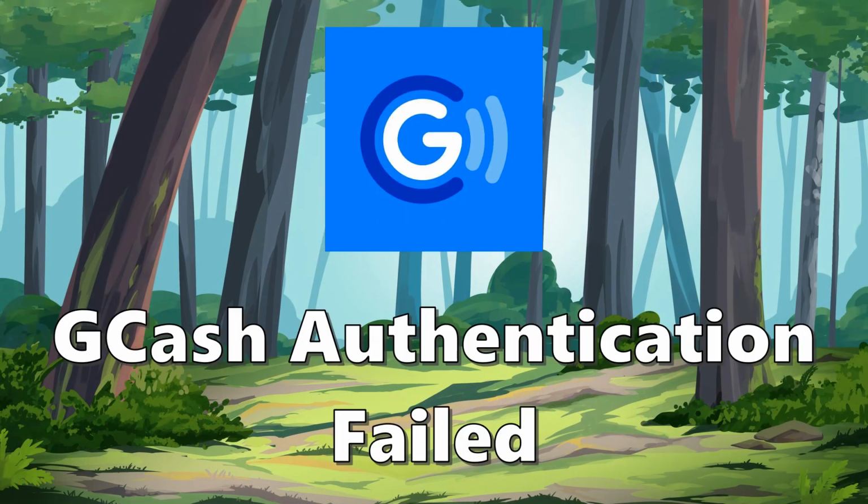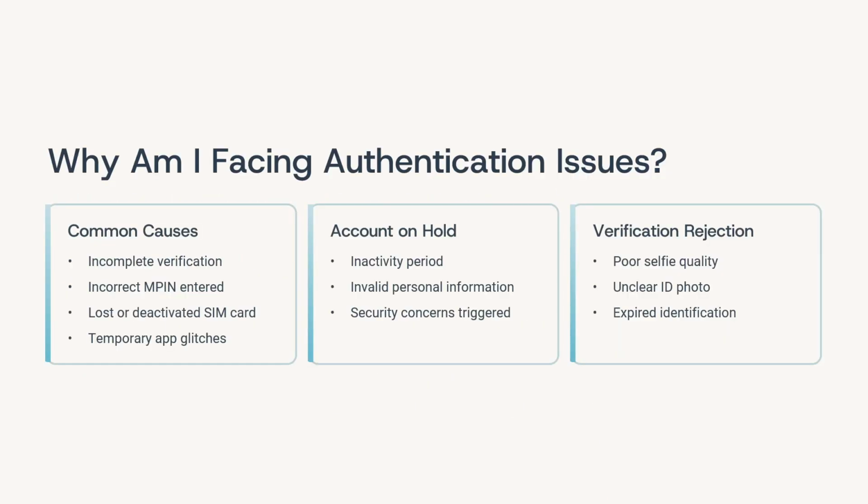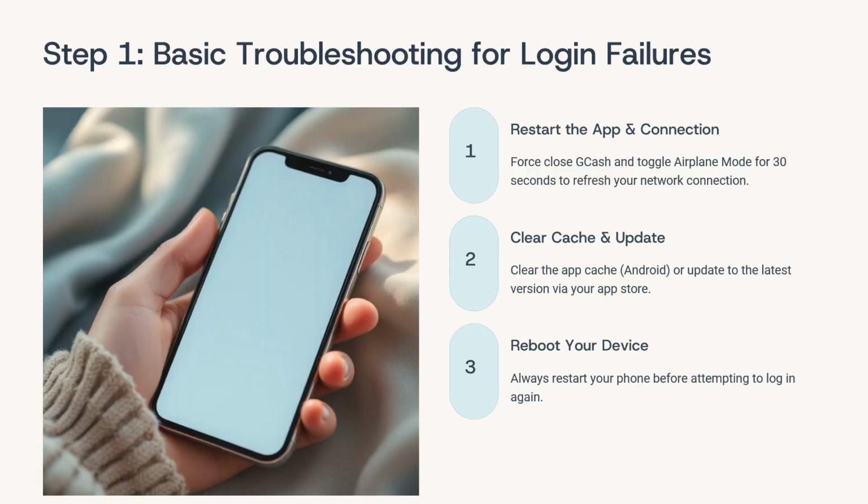GCash authentication failed. So how to fix the login and verification problem? So why am I facing authentication issue? Common issues are incomplete verification, incorrect PIN, loss of the activated SIM card, temporary app glitch, or maybe your account on hold, inactive prior period, unavailable personal information, or security concern triggered, verification rejections, poor selfie quality, unclear ID photo, and expired identifications.